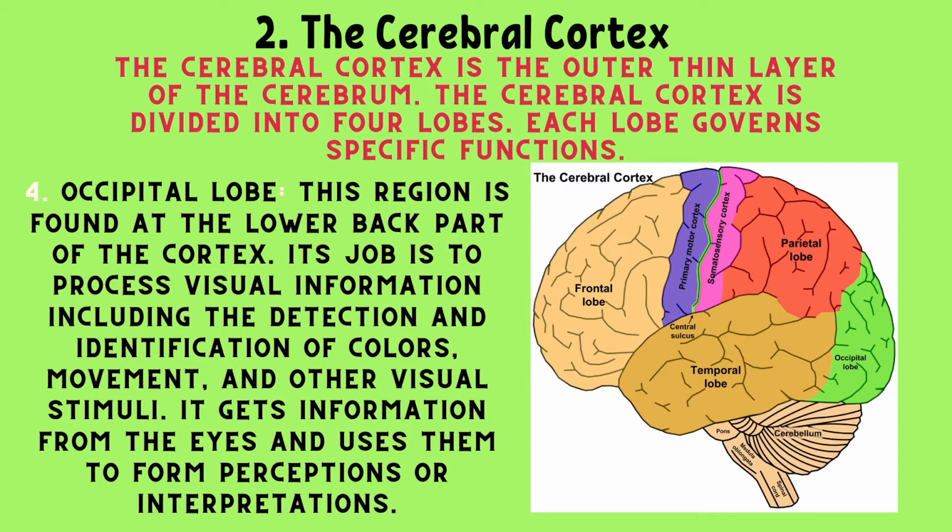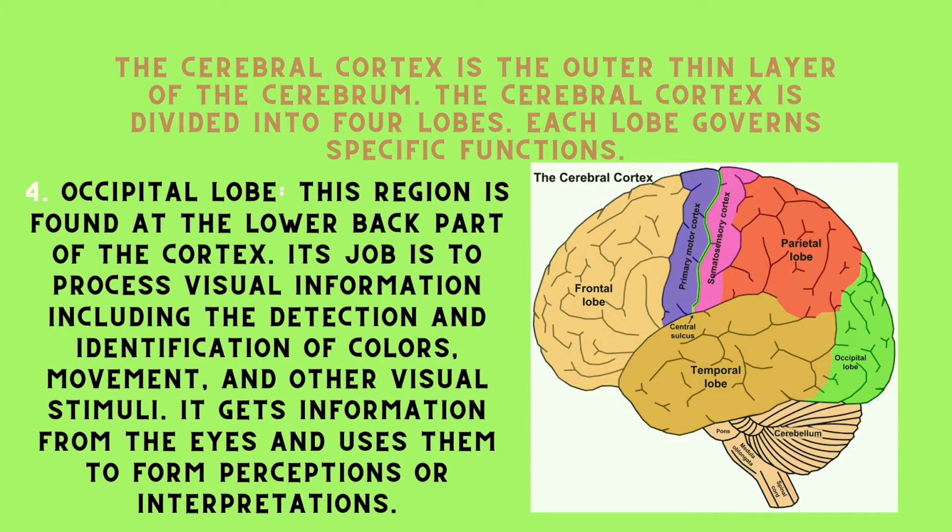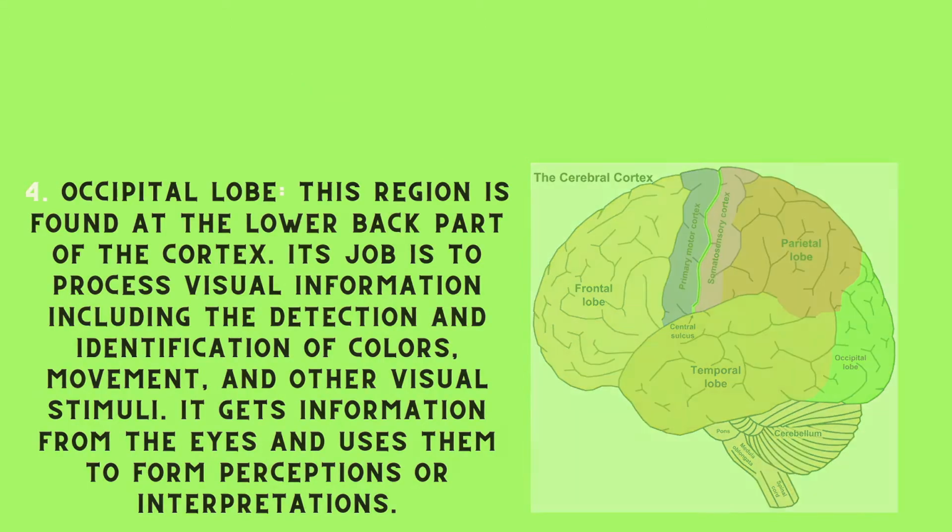Lastly, the occipital lobe. This region is found at the lower back part of the cortex. Its job is to process visual information, including the detection and identification of colors, movement, and other visual stimuli. It gets information from the eyes and uses it to form perceptions or interpretations. As seen in the diagram, the occipital lobe has the color of green.